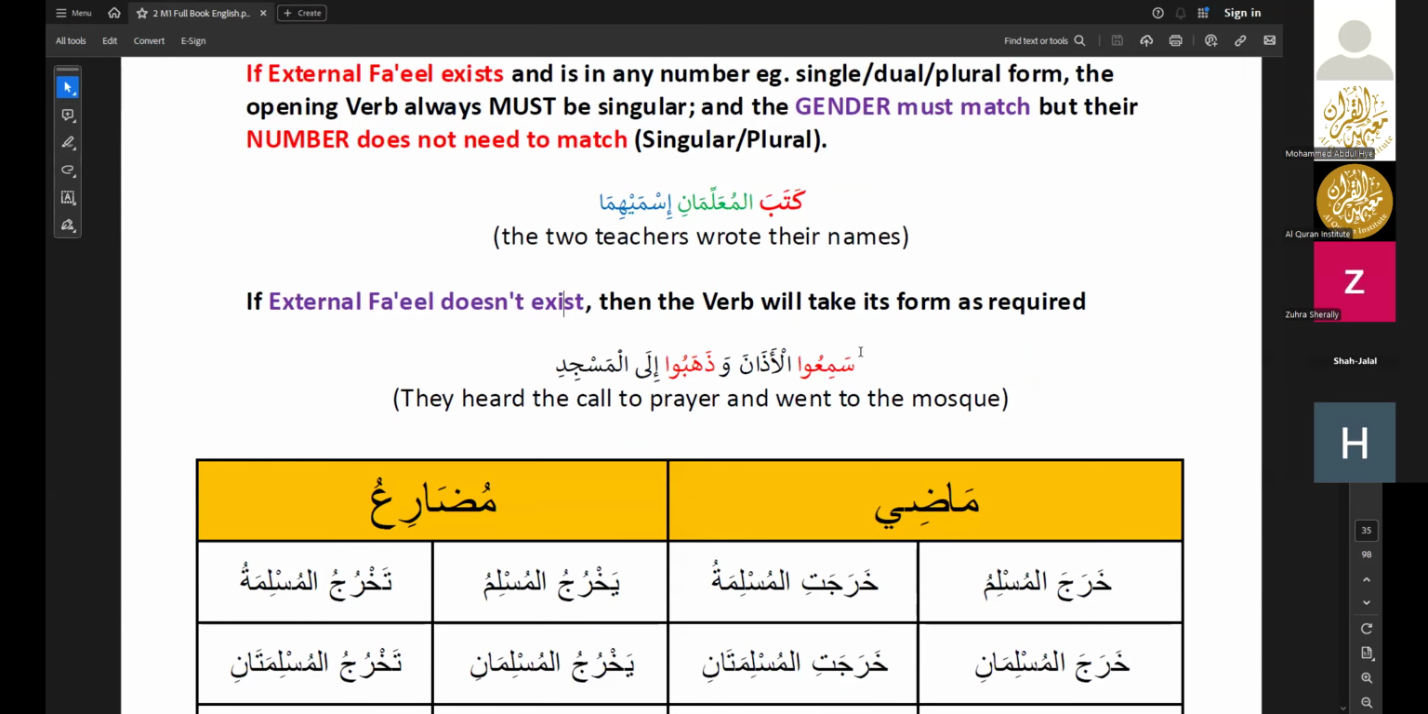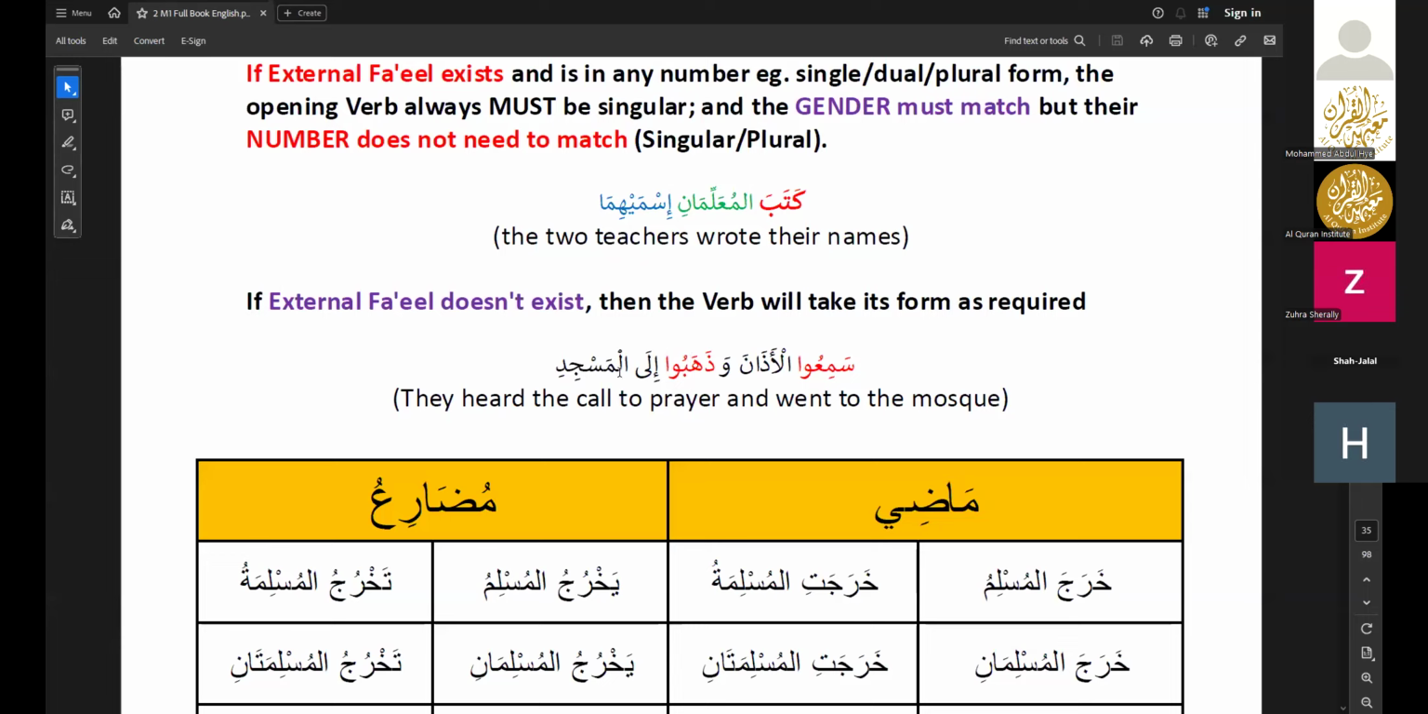Sami'u al-adhana wa dhahabu ilal masjidi. Sami'u, they heard. So it is hum form verb, which is jam'u. Al-adhana is the maf'ul. Wa dhahabu, again, they went. Hum form. Ilal masjidi, towards the masjid.